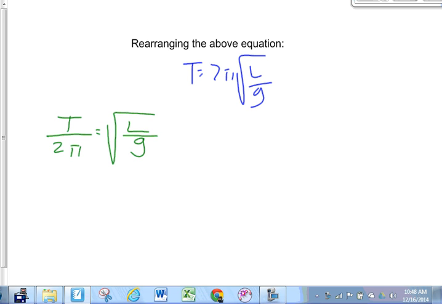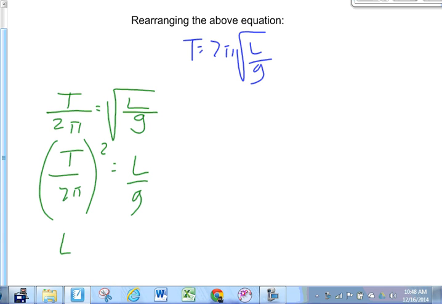Lana, what's next here? How do you rearrange this to solve for L? No, not multiplied by g yet, but you're close, Stephanie. You're going to square everything first here. So it's going to become (T over 2π) squared equals L over g. Now, Atlanta, what would I do to solve for L? Now I'm going to multiply it by g. Make sure you get rid of that square root sign first by squaring it, and then take it over and multiply it by g. So I end up getting L is equal to g times (T over 2π) squared.